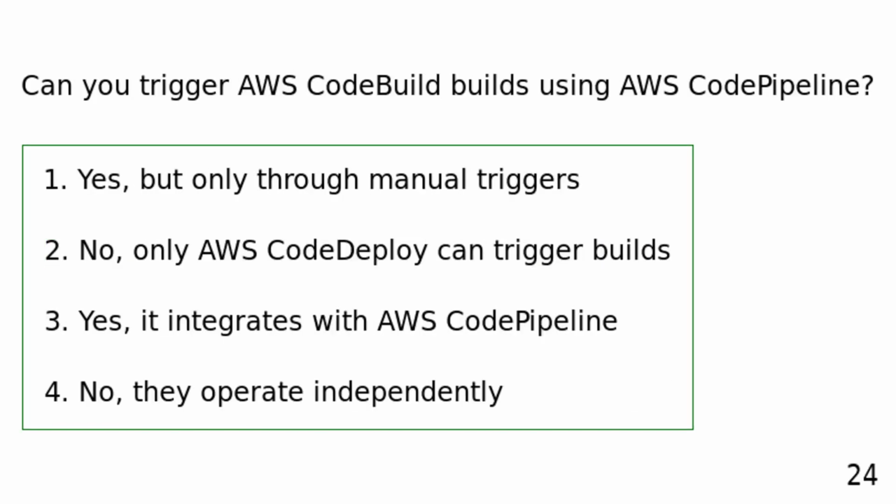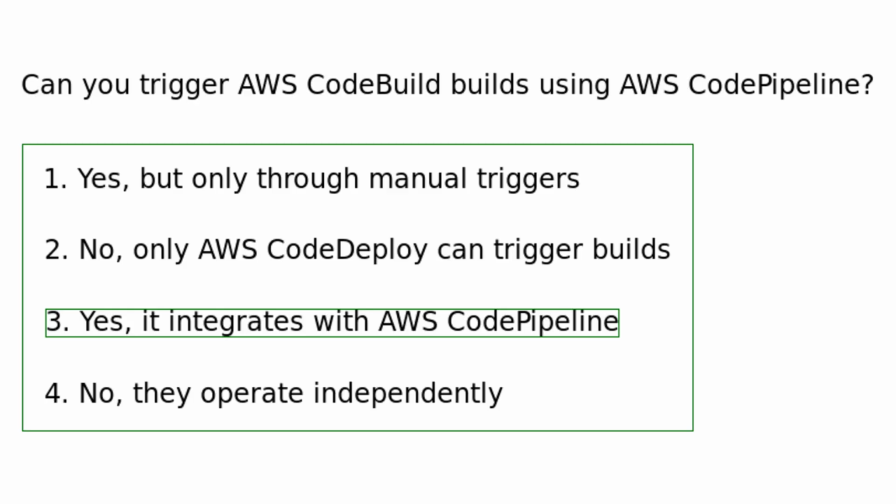Can you trigger AWS CodeBuild builds using AWS CodePipeline? Yes, but only through manual triggers. No, only AWS CodeDeploy can trigger builds. Yes, it integrates with AWS CodePipeline. No, they operate independently. AWS CodeBuild integrates with AWS CodePipeline to automate build processes.